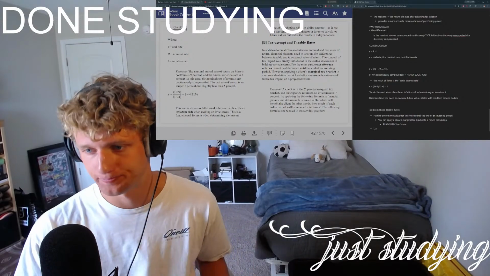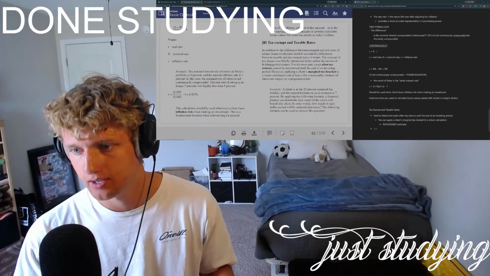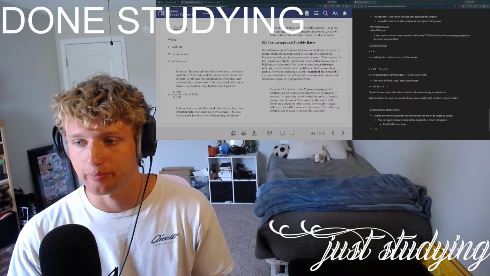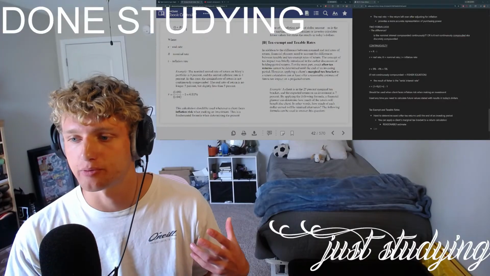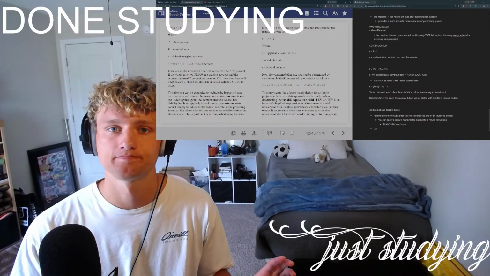So, for our example, a client is in the 25% marginal tax bracket, and the expected return on an investment is 7%. By applying the following formula, a financial planner can determine how much of the return will benefit the client. Okay, let's look at the following formula.